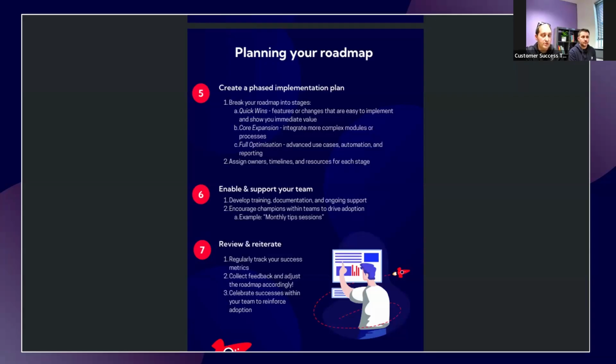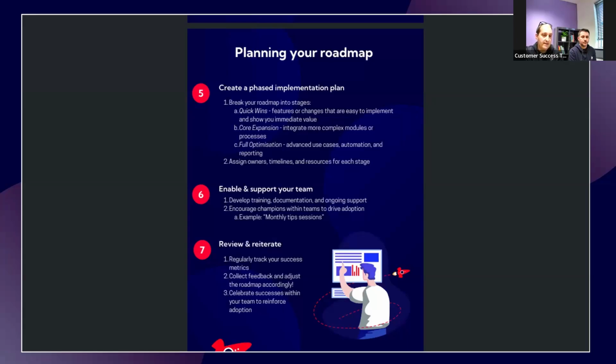6 is then enabling and supporting your team. So developing training, making sure they're all aware of any process changes, documenting it, making sure everyone has something to refer back to, and also providing ongoing support. So if any questions come up, people have those answers. And also we'd recommend having champions within the team. So it's sharing that responsibility and making people responsible really gives them a sense of being involved. It can really help drive things forward within your organization.